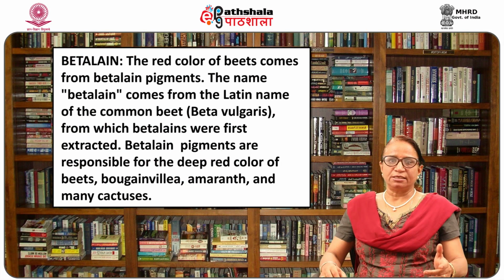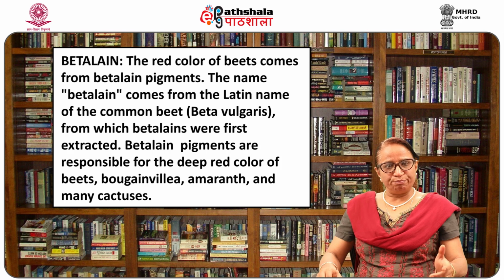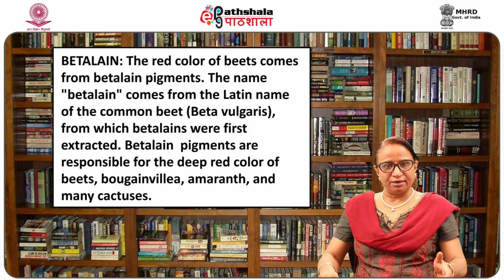Let us study the red pigment of vegetables, that is betalain. The red color of beets comes from betalain. The name betalain comes from the Latin name of the common beet, from which betalains were first extracted. Betalain pigments are responsible for the deep red color of beets, bougainvillea, amaranth, and many cactuses. Their particular shades of red to purple are distinctive and unlike that of anthocyanin. They are found in fewer plants.